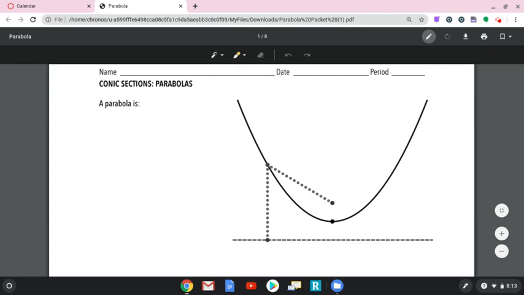A parabola is a set of all points x, y that are equidistant from a fixed line, the directrix, and a fixed point, the focus, not on the line.